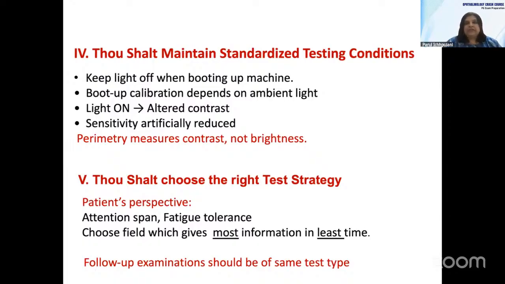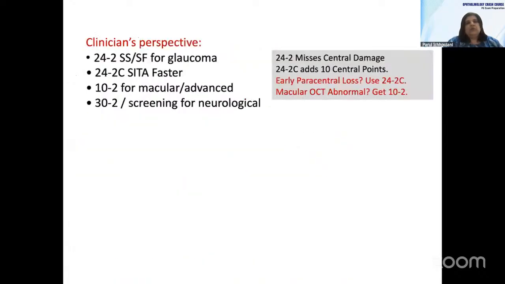You cannot match a CETA standard with a subsequent CETA fast. So stick to that one test strategy that you choose. From a clinician's perspective, you can either use a 24-2 CETA standard or CETA fast for glaucoma. For a certain set of patients where you think that there is a change and an early paracentral loss, you can choose a 24-2C CETA faster.